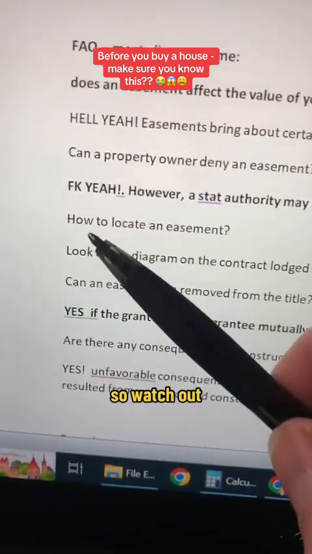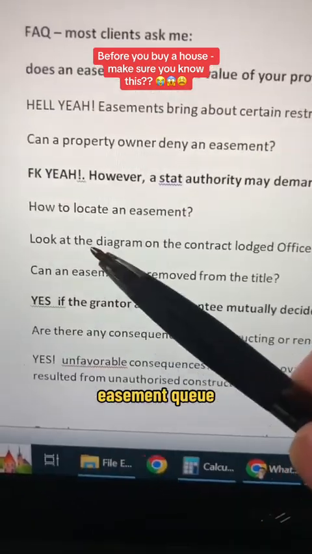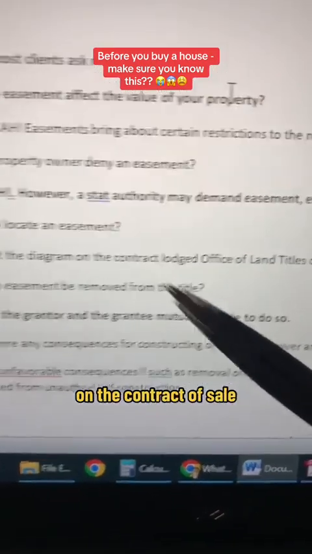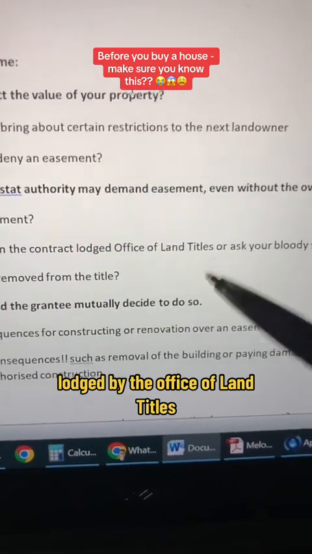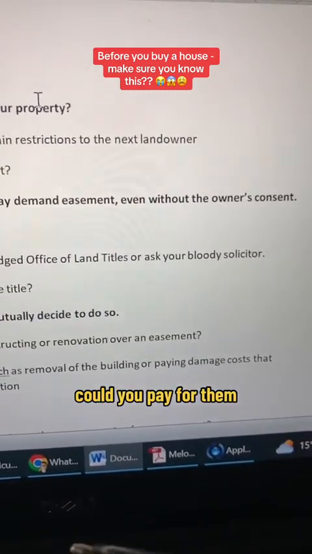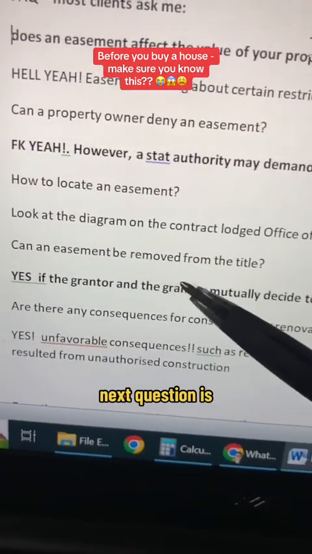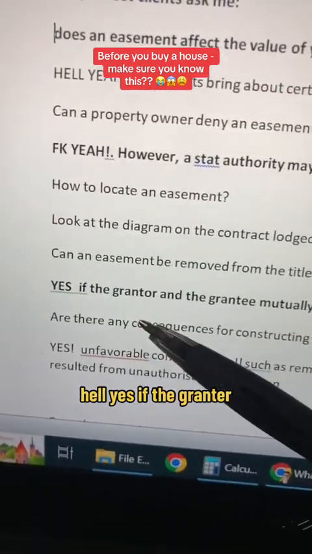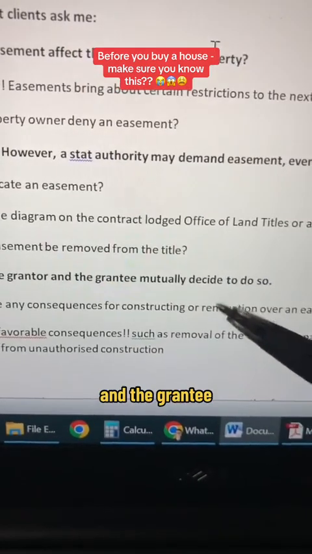Another common question is, how do you locate an easement, Q? Well, look at the diagram on the contract of sale lodged by the Office of Land Titles, or ask your solicitor, because you're paying for them, so let them do their job. Next question is, can an easement be removed from the title? Hell yes, if the grantor and the grantee mutually decide to do so.